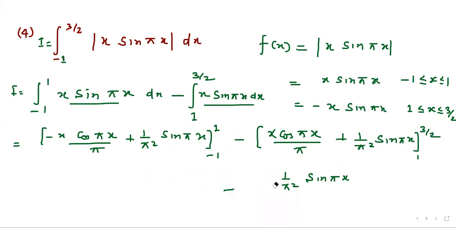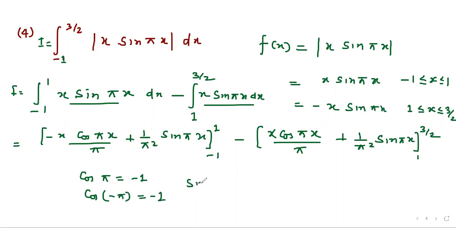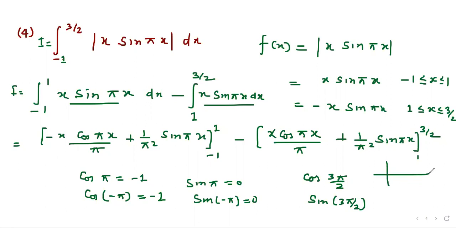Now we can easily put the limits, keeping in mind some facts like cos pi is minus 1, cos minus pi will also give minus 1, sine pi will become 0, and sine of minus pi will become 0. Then we will get cos 3 pi by 2 and sine 3 pi by 2. So for these values, we can recall the graph.